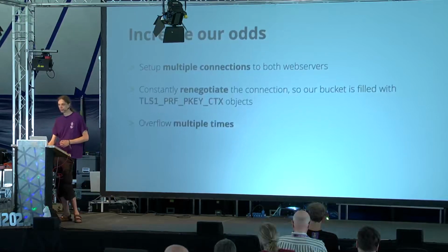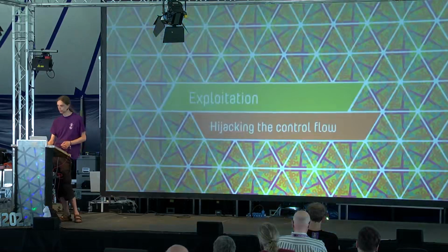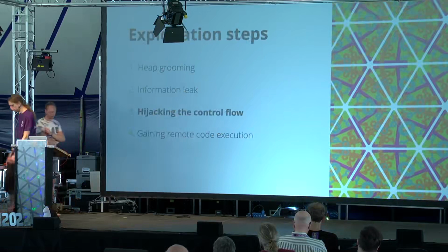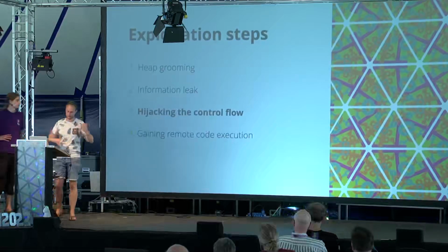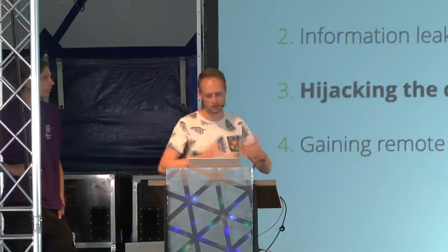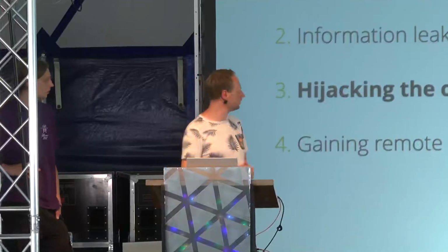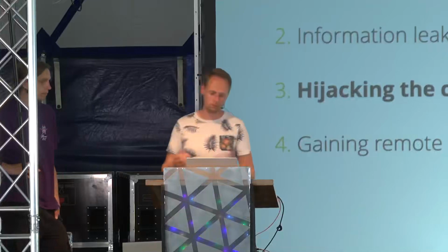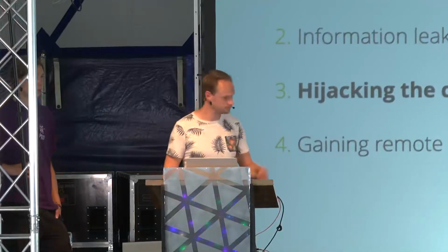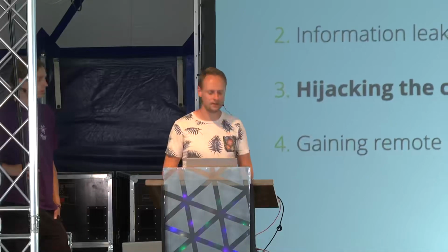And now the next step of the exploit is hijacking the control flow, which Dan will talk about. Yeah, so we can somewhat predict the state of the heap. It's not perfect because it's randomized, but we can at least kind of predict that we won't overflow in anything important. We leaked some information about where libcrypto is in memory. So now we're up to the third step, and then that is actually hijacking the control flow.